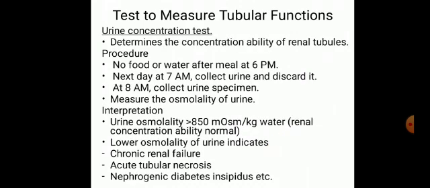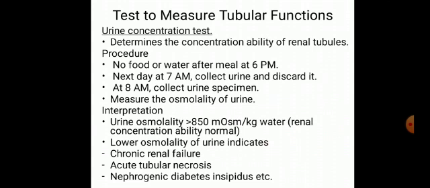Tests for the tubular function. The tests to measure tubular functions are the urine concentration test. It determines the concentration ability of renal tubules. No food or water after meal at 6 p.m. and next day at 7 a.m. collect the urine and discard it. At 8 a.m. collect the urine specimen and measure the osmolality of urine.